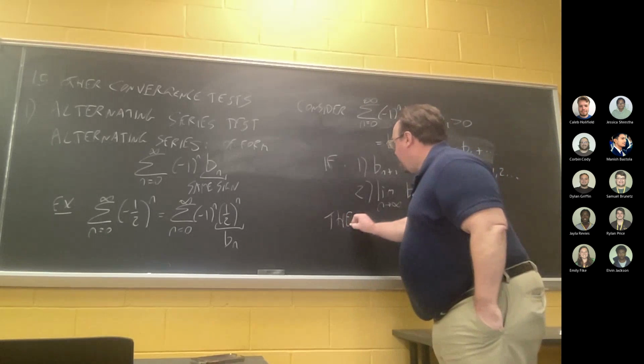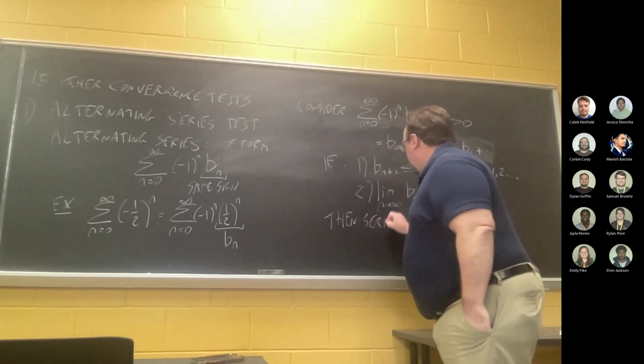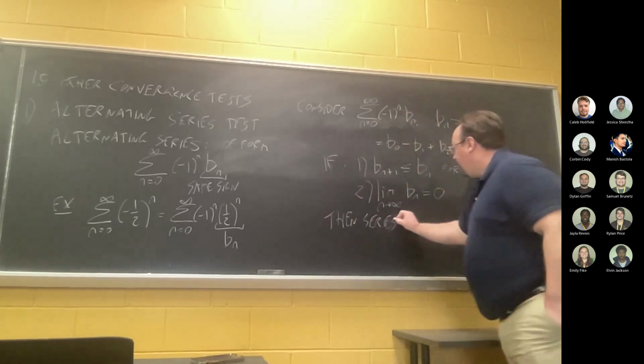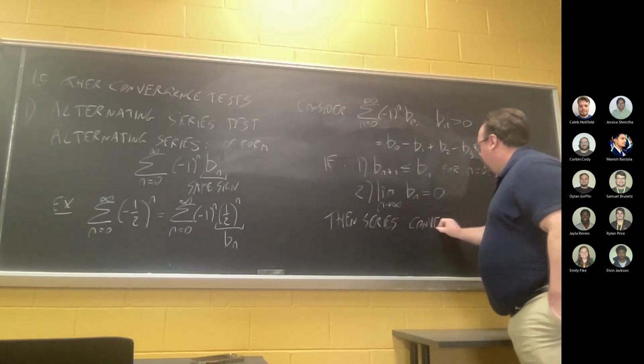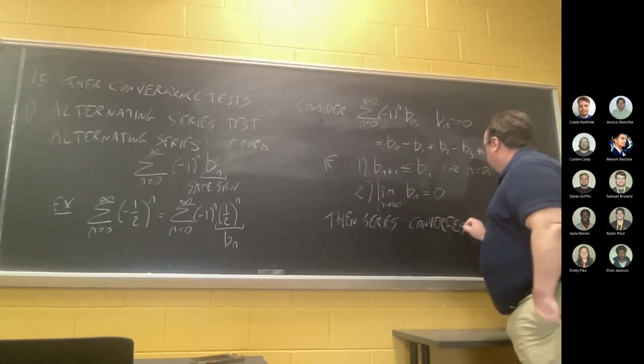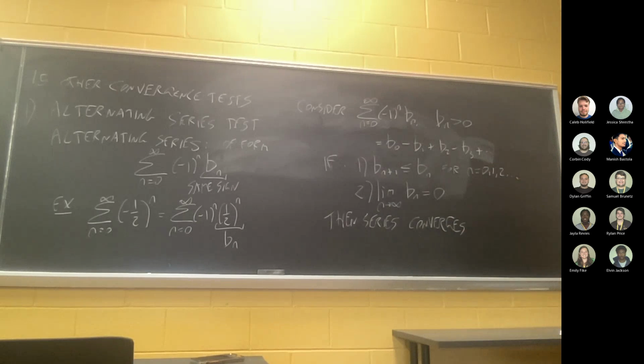If these conditions are satisfied, then the series converges. That is the alternating series test. Questions so far about that? That's the statement of it. I'll do an example in a second.